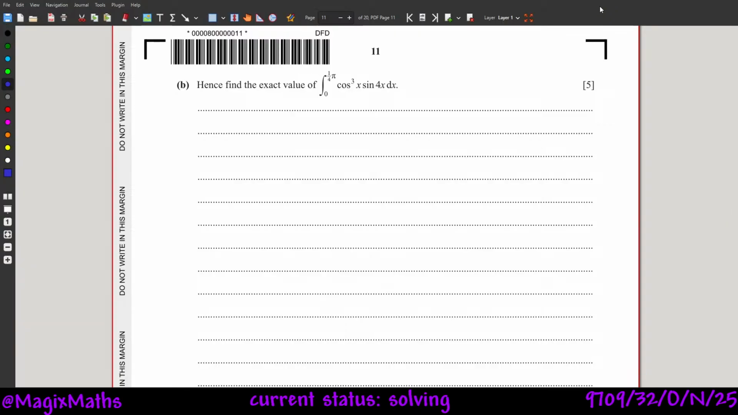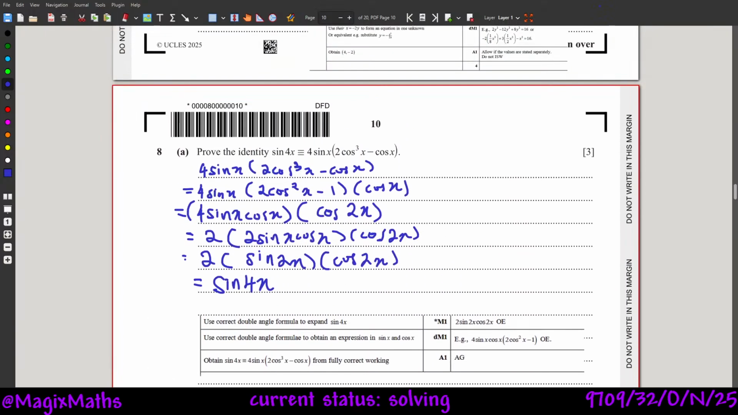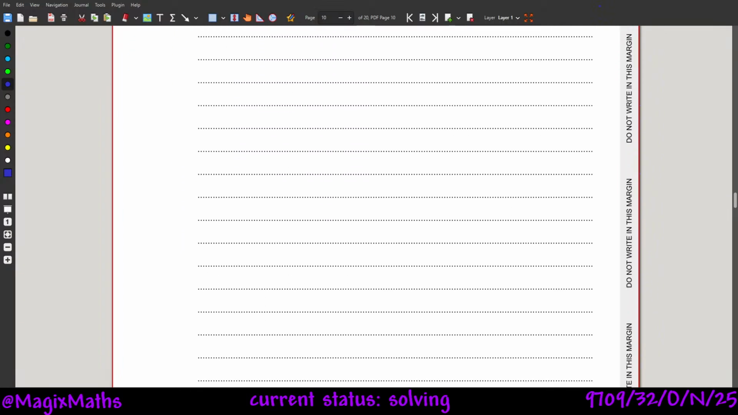All right, now this question looks a little hard because it's integration of trigonometric equations. But first of all, let's just substitute that into the equation that we have previously, which is 4 sine x to cos x minus cos x.